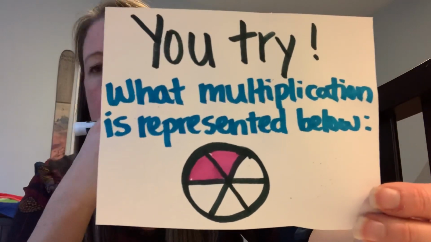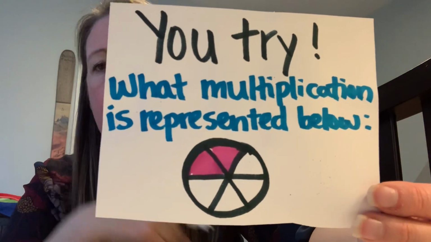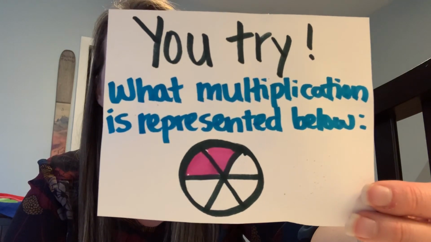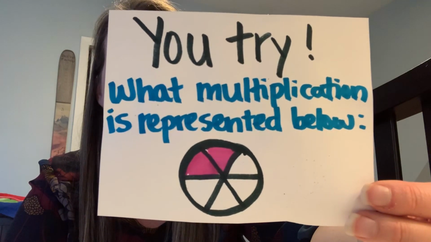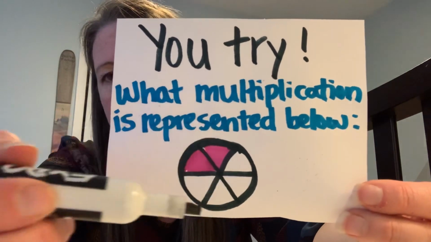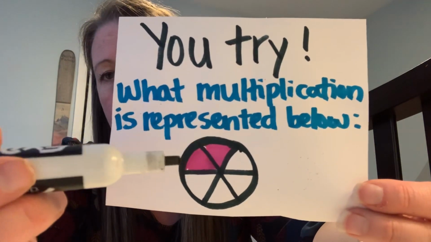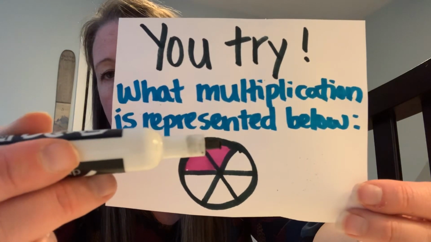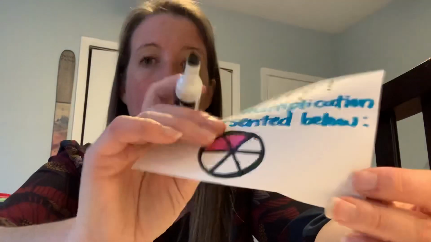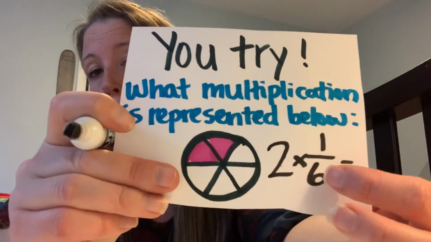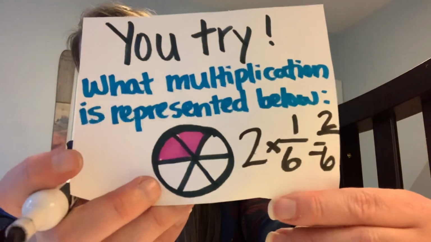All right, and the last one. What is represented by this? What would the multiplication sentence be? Okay, so my whole has 6 pieces. 1, 2, 3, 4, 5, 6. And I had 1/6, 2/6. So I had 2 1/6 pieces. That's written like this. 2 pieces that were both 1/6. And all together, I had 2/6.